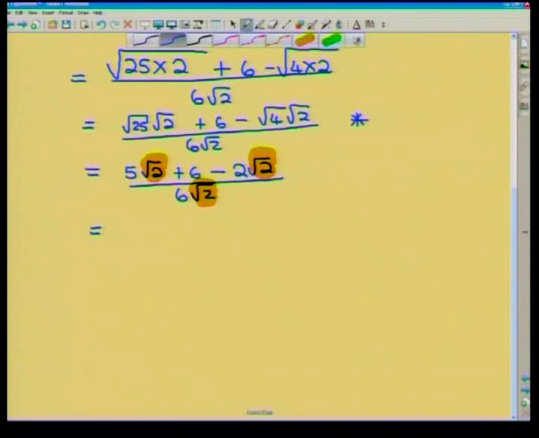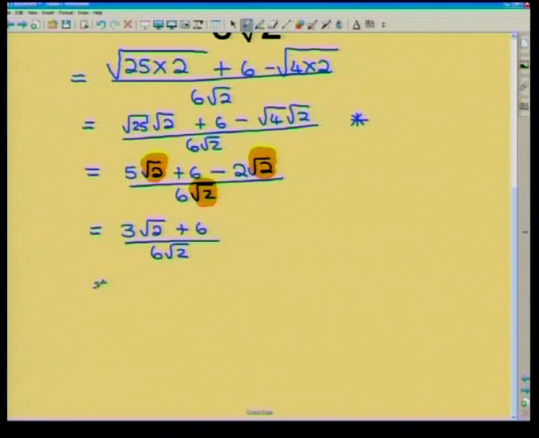So let's go back there. 5 root 2 minus 2 root 2 is going to give me 3 root 2 plus the 6 that was there, over 6 root 2. Now the question is, are we finished? And the answer is no. You can already see I put the equal sign there, which sort of gave it away.